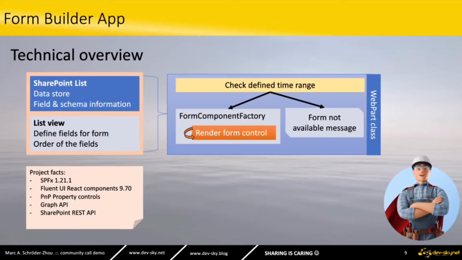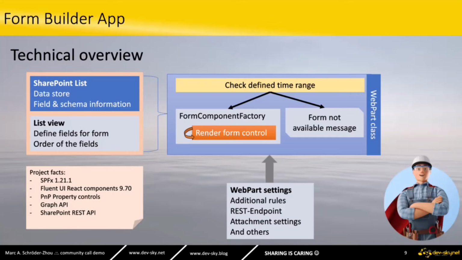On this slide, you can see a more technical overview of the Form Builder app. The web part class reads information about the selected SharePoint list and view. The schema information for each field will be extended with additional field settings defined in the web part properties. If the form is available regarding the defined published time range, then the rendering process starts to output the fields. Otherwise, only a message is rendered to the user with the information that the form is currently not available.